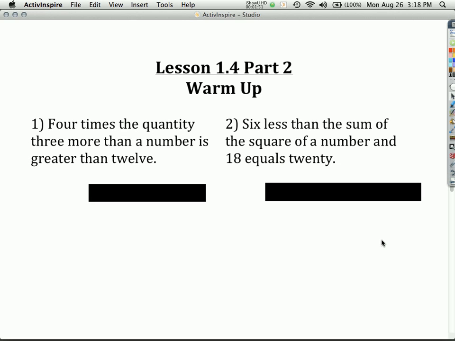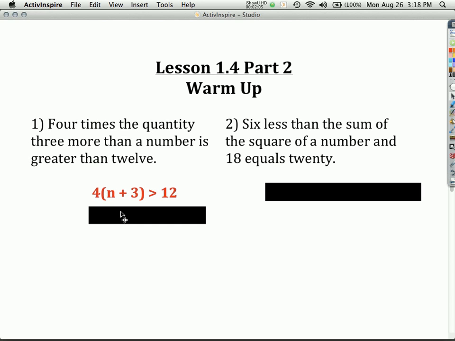Anything you get wrong, write down the correct answer and see if you can figure out where you went wrong. These are a little bit difficult for me to call on volunteers, so I'm going to reveal the answers and then we will discuss. So, number 1. I was looking for 4 times the quantity, n plus 3, is greater than 12. It doesn't matter what letter you chose.